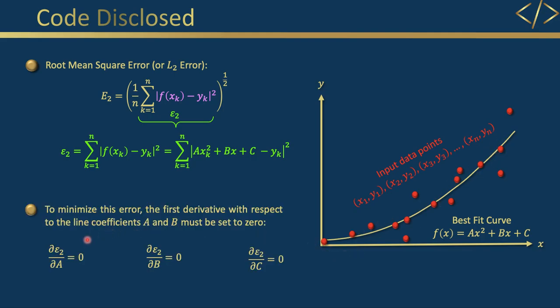I need to minimize. It means that I need to take the derivative of epsilon 2 with respect to a, set it to 0, with respect to b, set it to 0, with respect to c, and set it to 0. And you can see here, instead of getting a 2 by 2 system of equations as in the line, here I will get a 3 by 3 system of equations. Solving these 3 equations with 3 unknowns, I can get a, b, and c, and then I can know at which position I need to draw this curve.